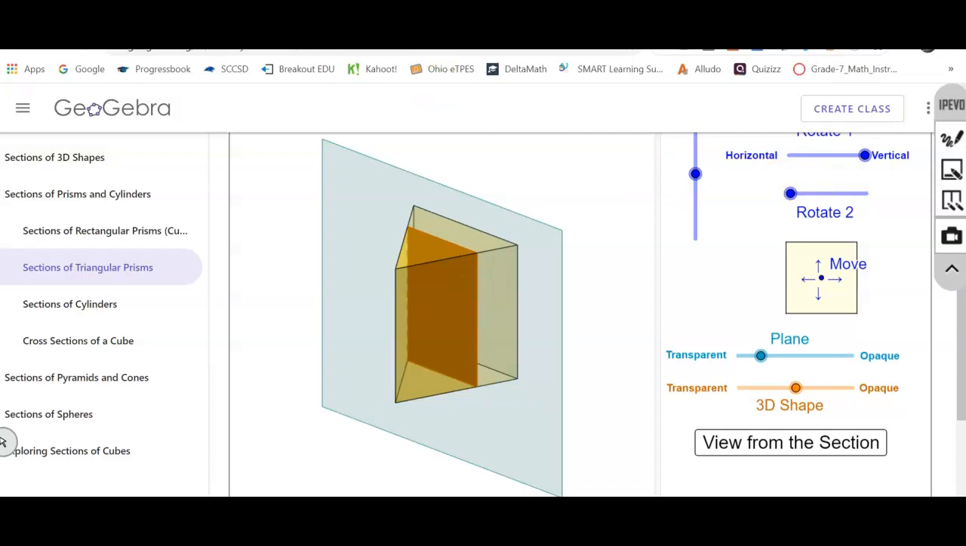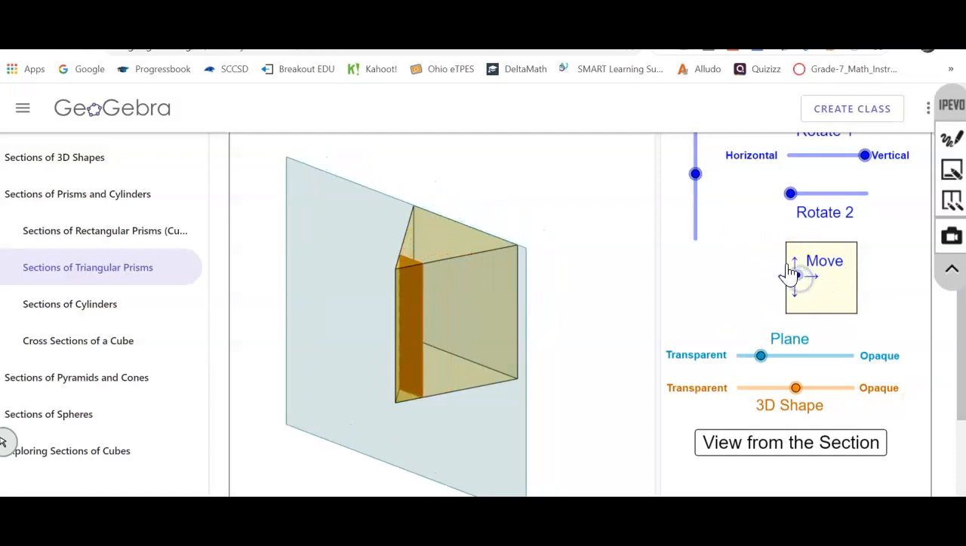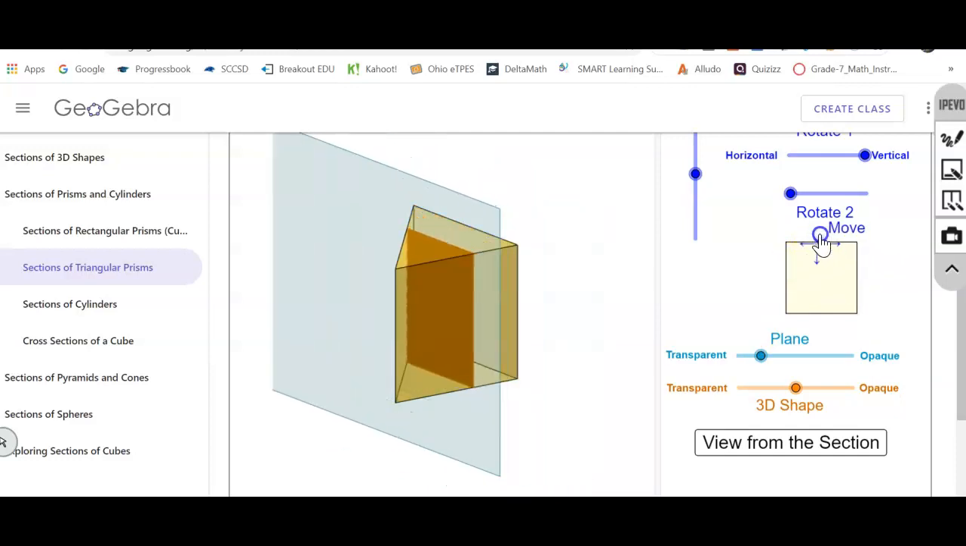You can rotate vertically, horizontally. You can rotate on all different levels. You can actually even move your slice around too. So if I grab this, I can move that plane when I'm chopping it to the left or right or up or down.